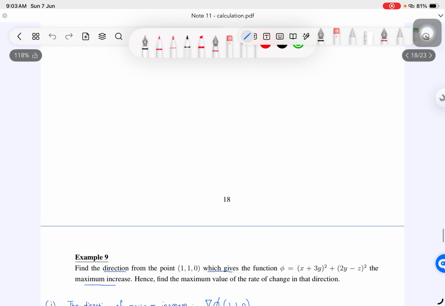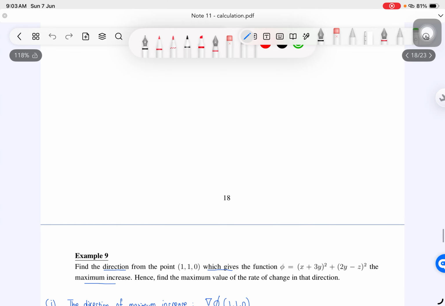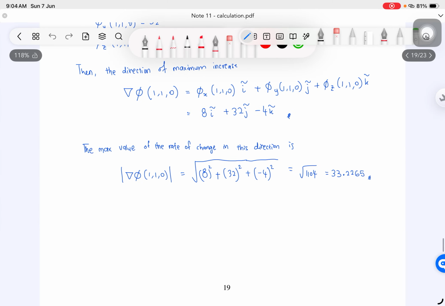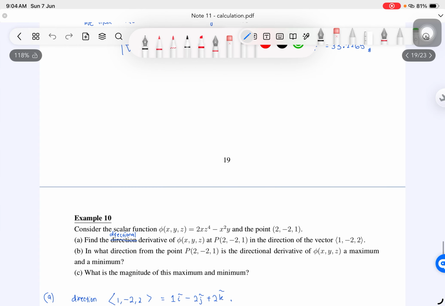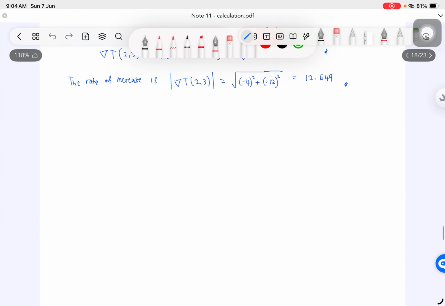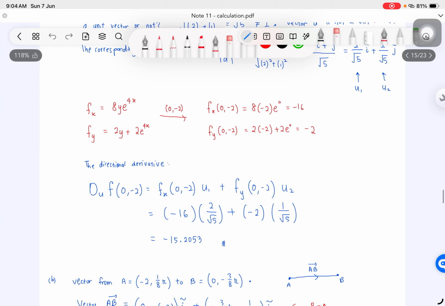So example 9 here, you can try by your own. You should get your answer as 33.2265 here. So we have a few examples. You may try them as your exercise, and if you have a problem, you can ask me.